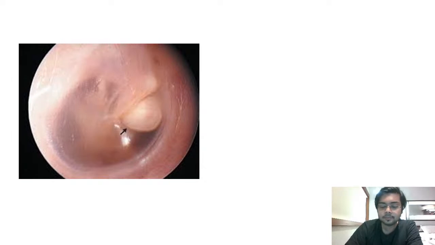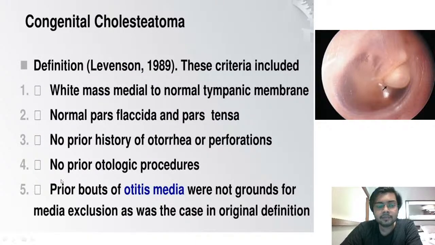Why congenital? Because congenital cholesteatoma has a criteria called Levinson's criteria. So Levinson's criteria says to you that there will be a white mass medial to the tympanic membrane. That means inside the middle ear cavity. The tympanic membrane, that is pars flaccida and tensa, should be normal. Not only intact, but they should be normal. There should be no prior history of any ear discharge or perforation. So these are the conditions for labeling a patient with congenital cholesteatoma.